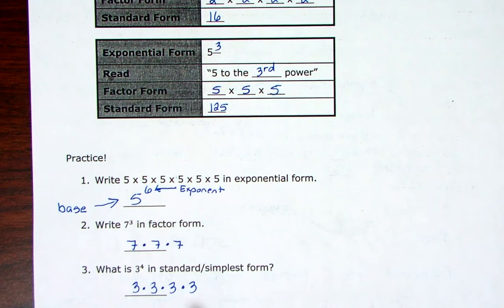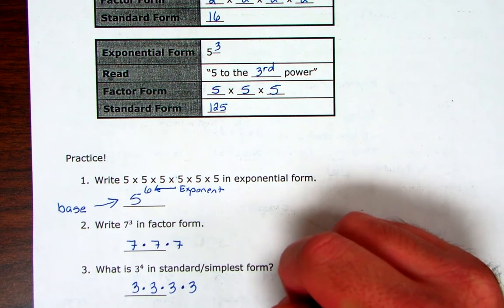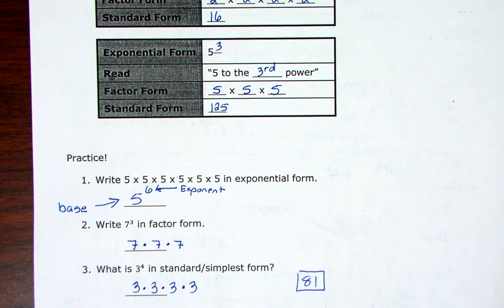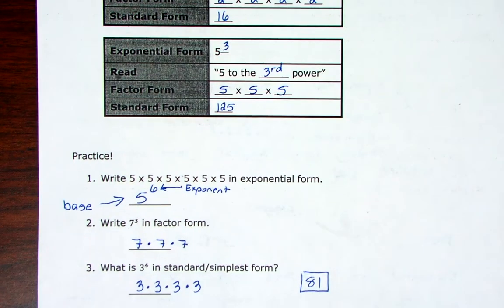Now, let's go ahead and do our math. 3 times 3 is 9. 9 times 3 is 27. 27 times 3 is 81. So your standard or simplest form is just 81.